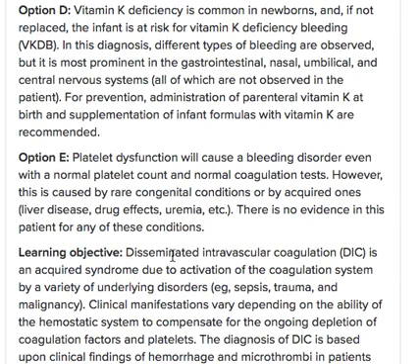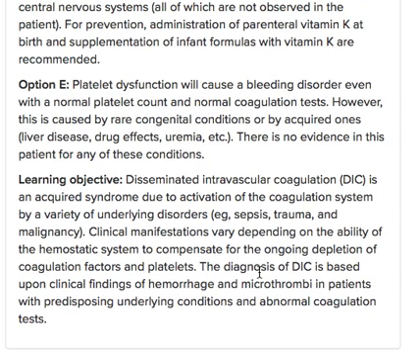Learning objective: disseminated intravascular coagulation. DIC is an acquired syndrome due to activation of the coagulation system by a variety of underlying disorders, for example, sepsis, trauma, and malignancies. Clinical manifestations vary depending on the ability of the hemostatic system to compensate for the ongoing depletion of coagulation factors and platelets. The diagnosis of DIC is based upon clinical findings of hemorrhage and microthrombi in patients with predisposing underlying conditions and abnormal coagulation tests.